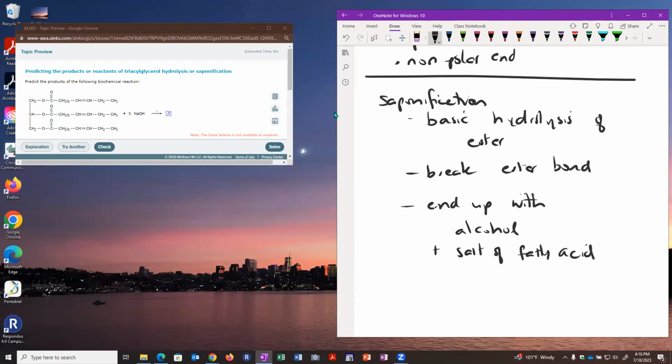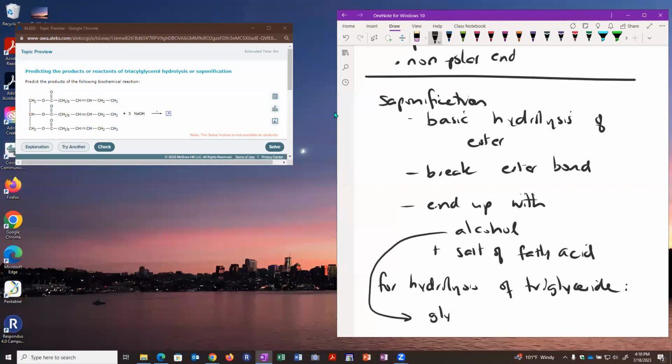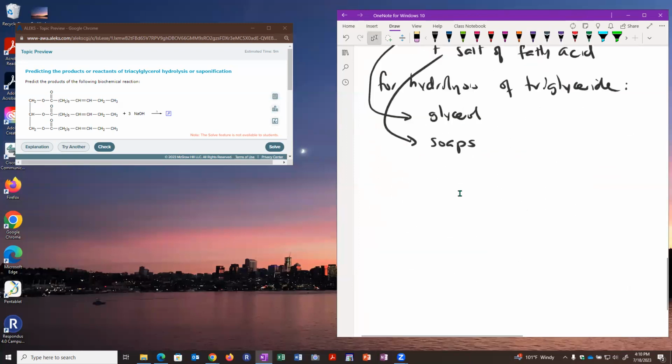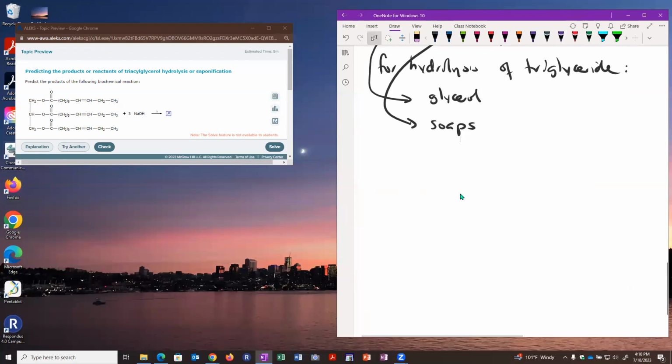All right, and in this case, for hydrolysis of the triacylglycerol or the triglyceride, the alcohol ends up being glycerol, and the salt of the fatty acid, that's our soap that we end up making there. Okay, so that's what we need to draw for our product. So let's take a look here at our example.